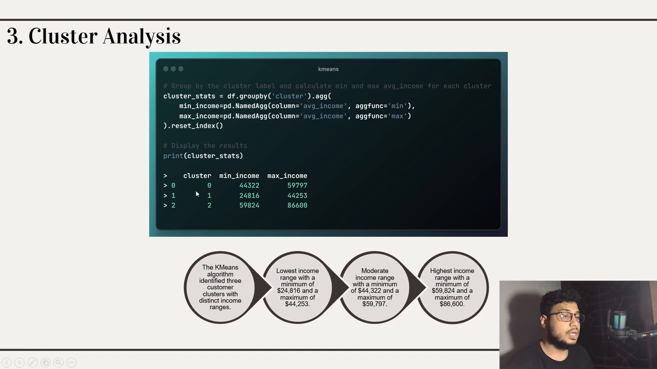We see cluster number 0 has a minimum average income of 44,322 and a maximum of 59,797. Cluster 1 also has its own income range, and cluster 2 also has its own. From these minimums and maximums, we can see that cluster 1 has the lowest minimum and maximum income. Cluster 0 is a bit higher, lower middle to upper middle, and cluster 2 has a high average income.